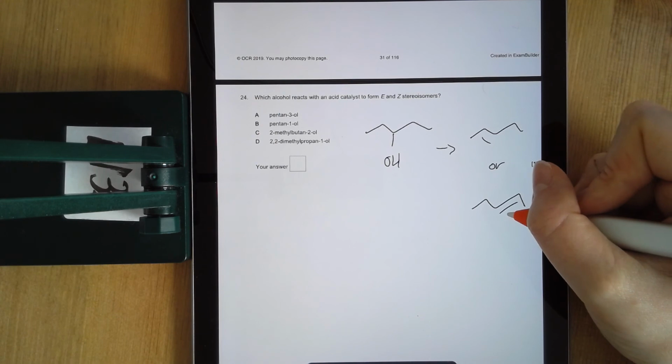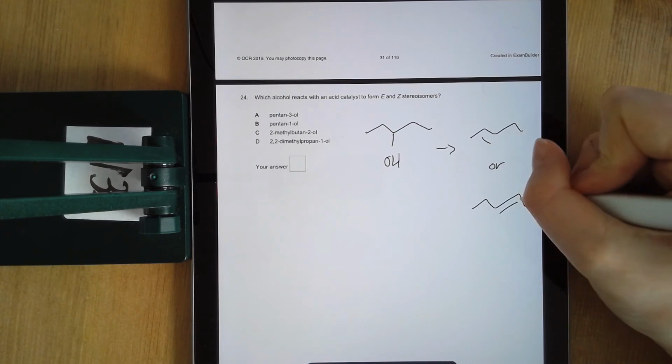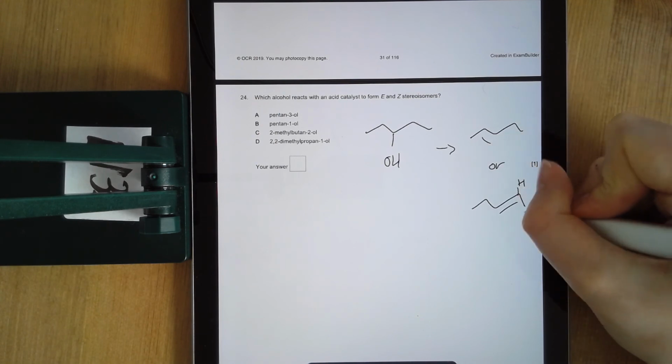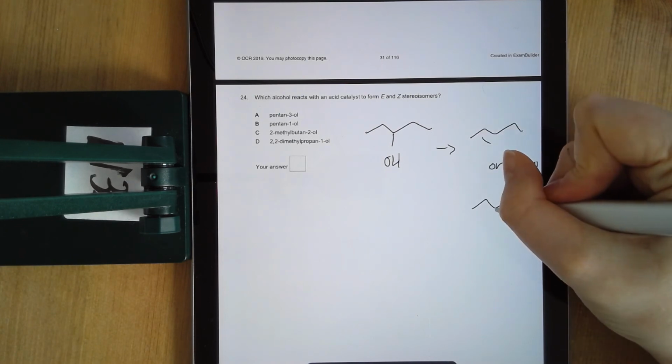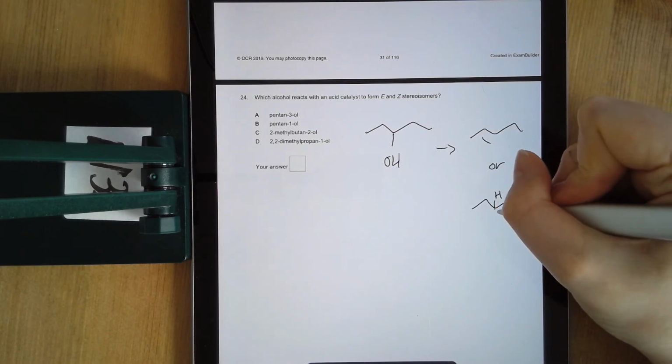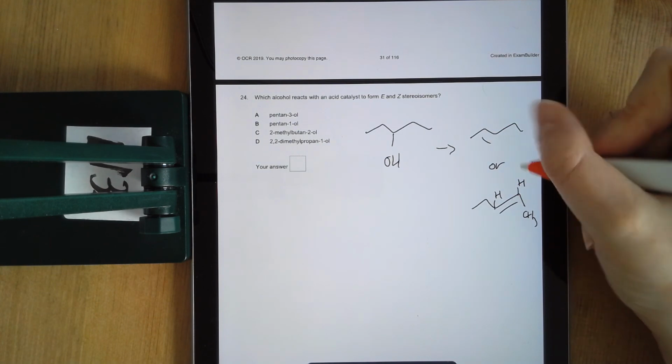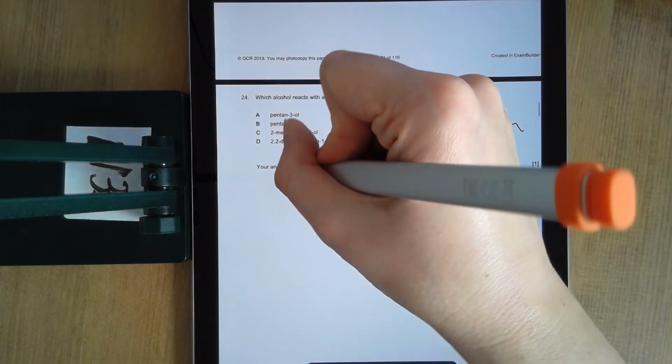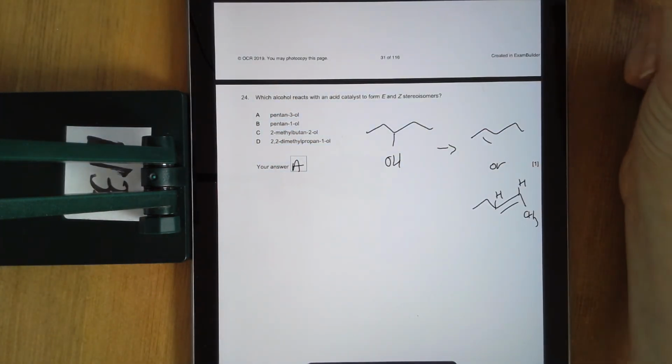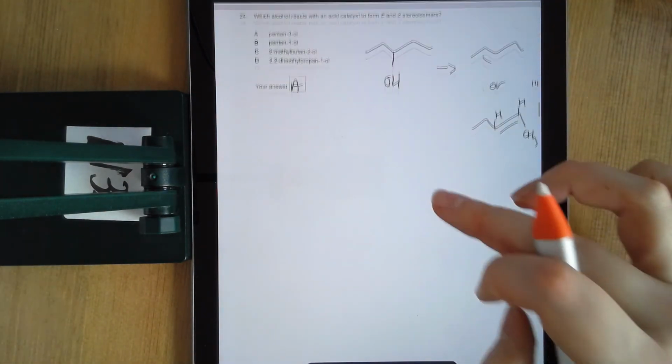Is this alkene, does it have E/Z stereoisomers? Yes, it does, because this carbon is bonded to a hydrogen and a CH3, so it's bonded to 2 different groups. This carbon is bonded to a hydrogen and a CH2CH3. So my very first one in my list is going to fulfill the criteria. If you look at the rest of them, you will work out that they don't.